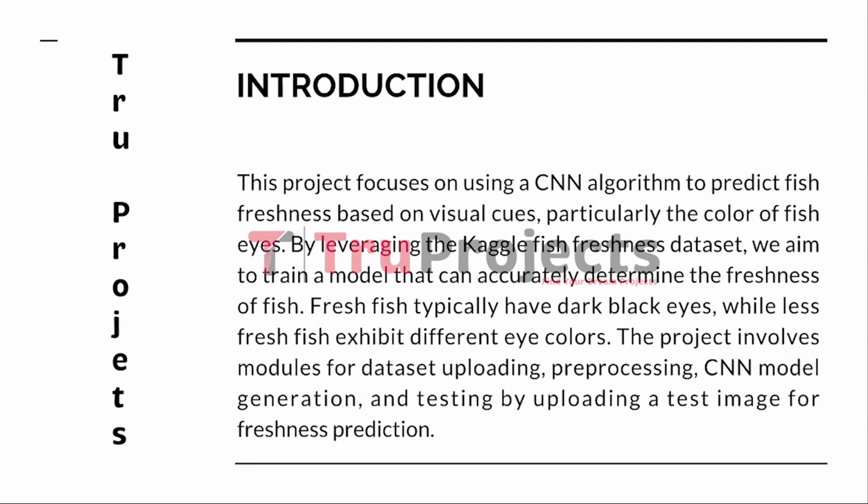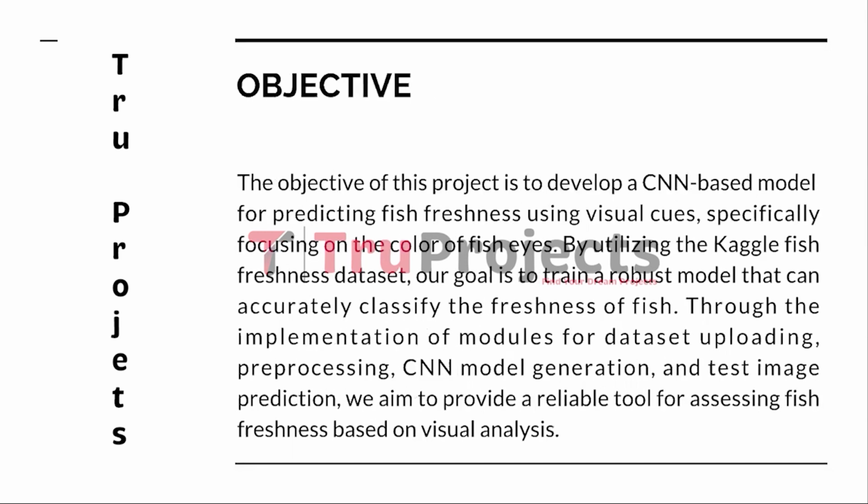Typically, fresh fish are characterized by dark black eyes, while less fresh fish display varying eye colors. The project encompasses various modules including dataset uploading, pre-processing, CNN model generation, and the ability to test the model. The main objective of this project is to create a CNN model that can predict the freshness of the fish by analyzing the visual cues, particularly the color of their eyes. The project utilizes the fish freshness dataset to train the model and achieve accurate freshness classification.